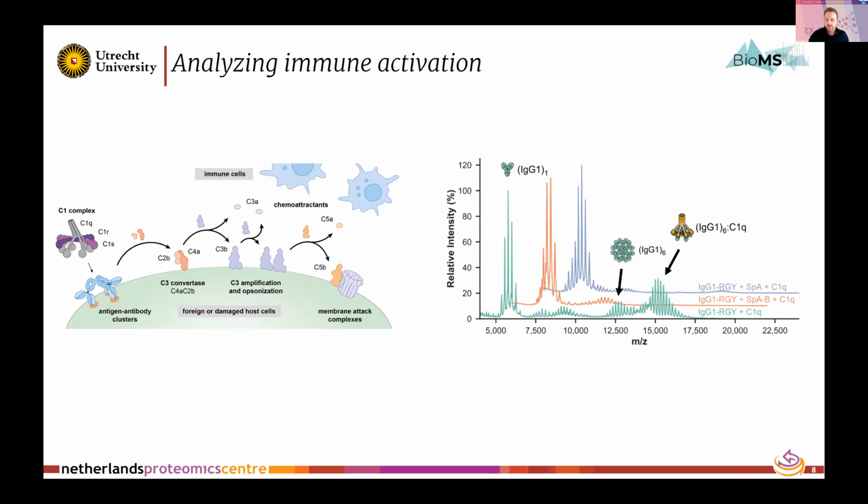Now, when we added SPA to these samples, we saw something very interesting. Over time, we found that the abundance of IgG hexamers, and therefore also the whole complex of a hexamer with C1q, almost completely diminished. What was interesting though is that SPA did not bind to these hexamers at all. It only bound to the monomeric form of IgG1. So we postulated that SPA captures the IgG monomers and in this way prevents them from forming these hexamers that in turn can activate the complement cascade, and that this is the mechanism by which these staphylococcal bacteria can evade immune activation. So also for these kinds of mechanistic studies, you can see that native MS can help you.